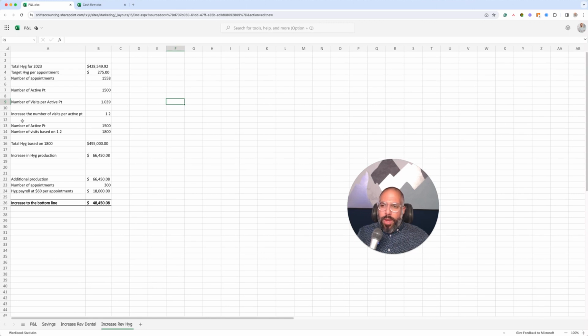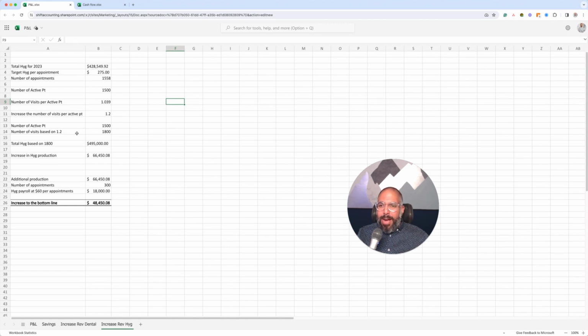Now, if we say we are going to increase the number of visits per active patient to just 1.2, all we're going to do is focus on bringing the patients back more frequently to the clinic. We're not adding new patients. We're just making sure that people come back and come back on time. So we're going from a ratio of 1.39 to 1.2. That's all we're doing. And actually, we're not setting the bar high, let's put it this way.